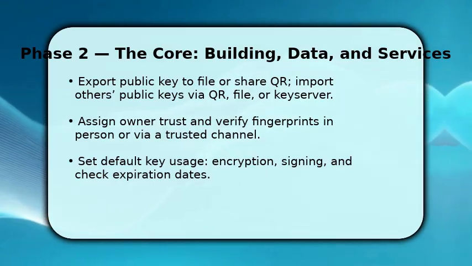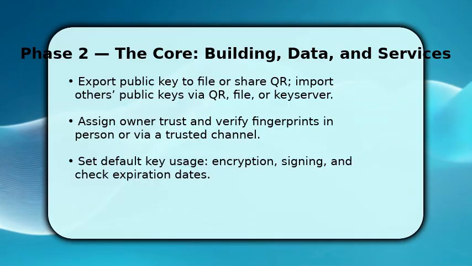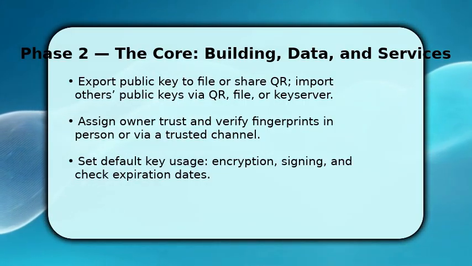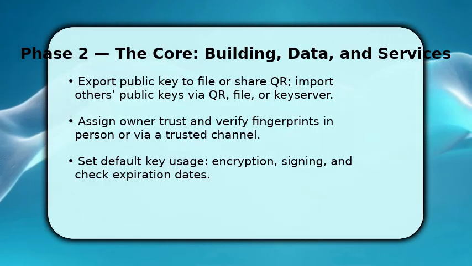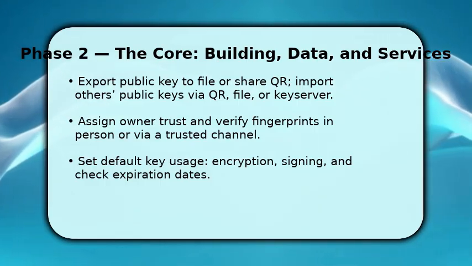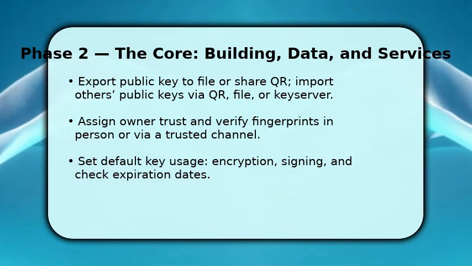You will import recipients' public keys into Openkeychain, use QR scanning for phones, or import files for desktop transfers. Make sure you verify key fingerprints directly with contacts, because trusting a key is how Openkeychain avoids man-in-the-middle attacks. Then set your default usages for that key and confirm expiration settings to prevent accidental use of expired keys.